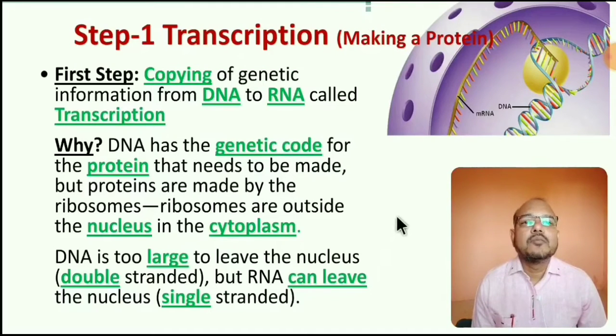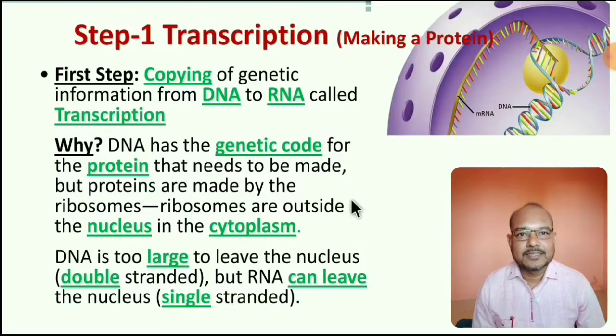So in brief, step 1, the transcription to making the protein. The first step, copying of genetic information from the DNA to RNA, is called transcription. DNA has the genetic code for the protein that needs to be made, but proteins are made by the ribosomes. Ribosomes are outside the nucleus in the cytoplasm. DNA is too large to leave the nucleus double stranded, but RNA can leave the nucleus being single stranded.